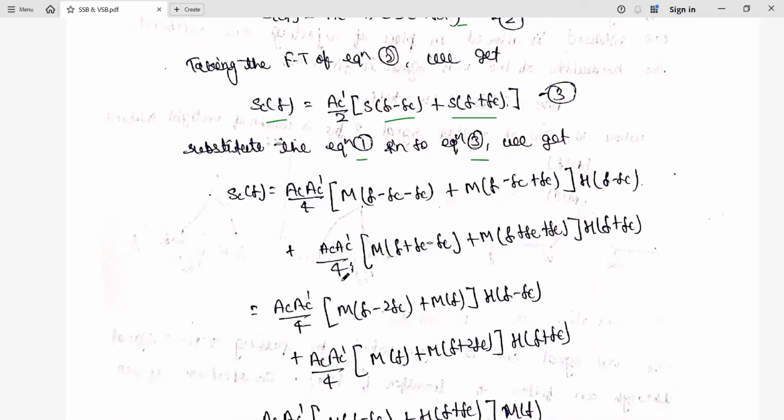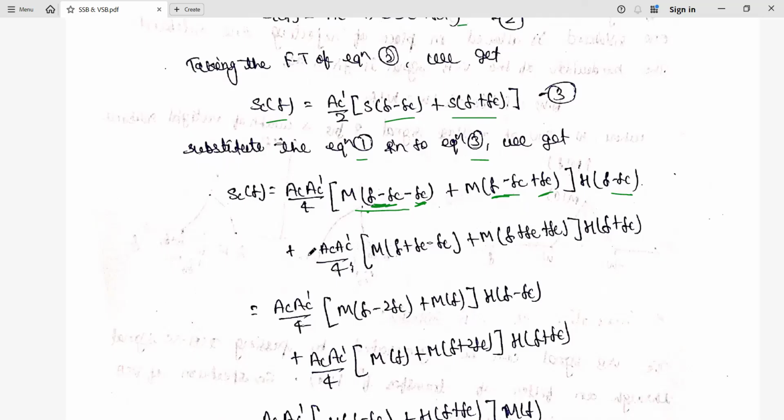So finally here, S_C of f is A_C dash by 4, and in place of f we have f minus fc. Again here, in place of f we have f minus fc, and the remaining minus fc is already in equation 1, plus fc is also in equation 1. And similarly, H of f becomes H of f minus fc.